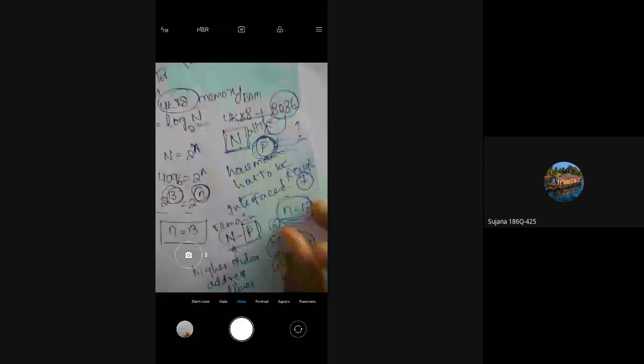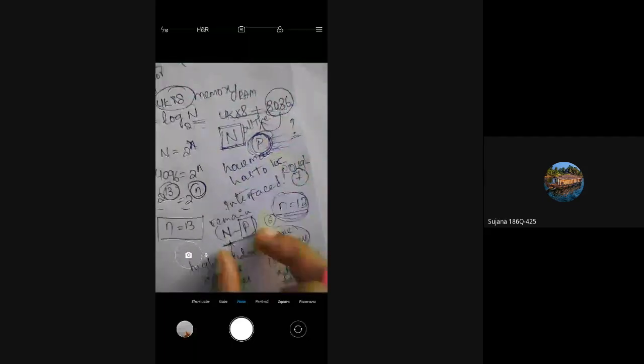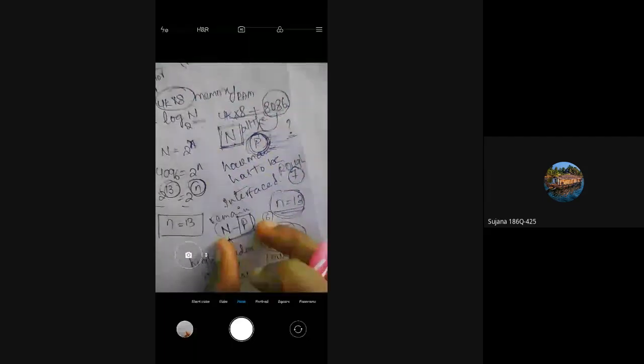Out of 13 address lines required for all the n memory locations, I will not use all the 13 address lines to accommodate only p locations. Since I am left with n minus p memory locations which are not interfaced, only p locations are interfaced. So the remaining n minus p are non-interfaced memory locations.